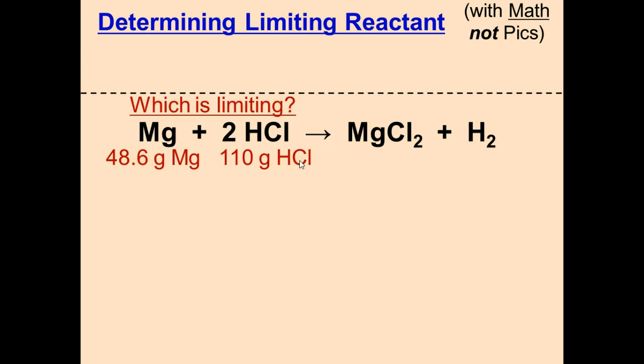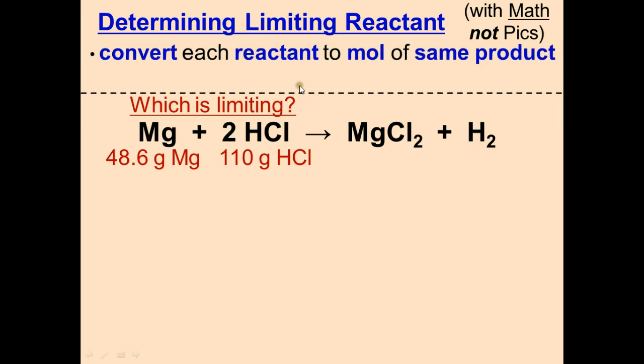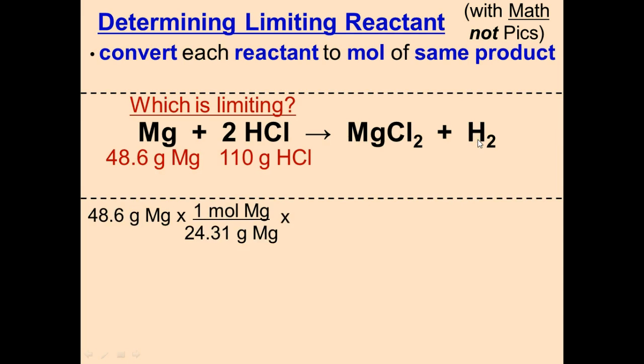The way we calculate limiting reactants is we have to convert from each reactant to moles of the same product. We have to convert these reactants to moles of hydrogen or MgCl2, but in this case, we're just going to convert both of these to hydrogen. We convert how much hydrogen each of these can make, and we do it for both of them, and we compare the values.